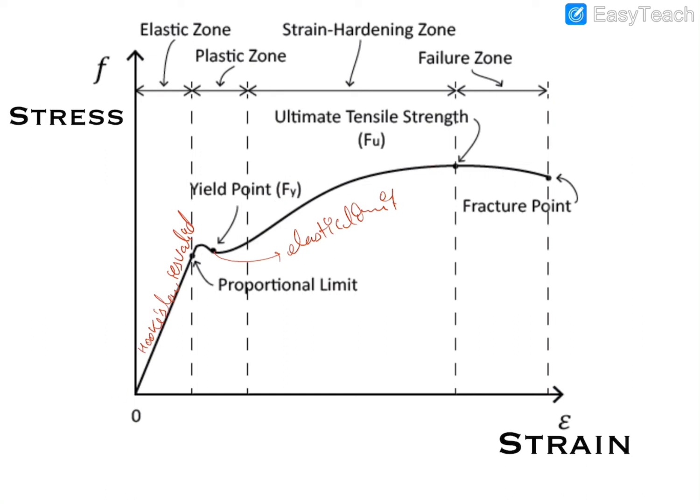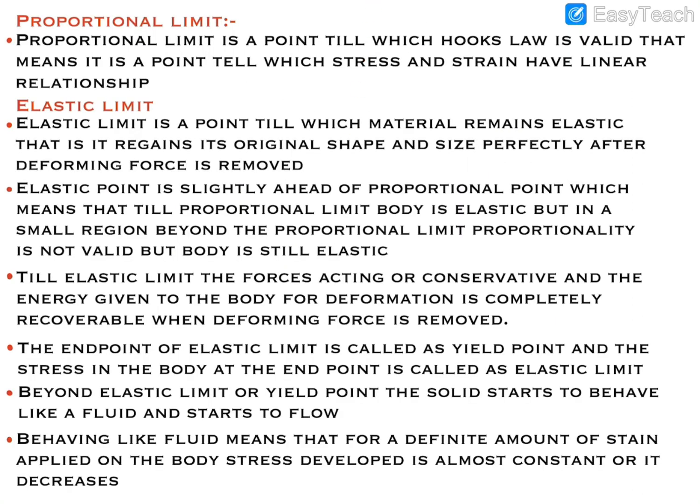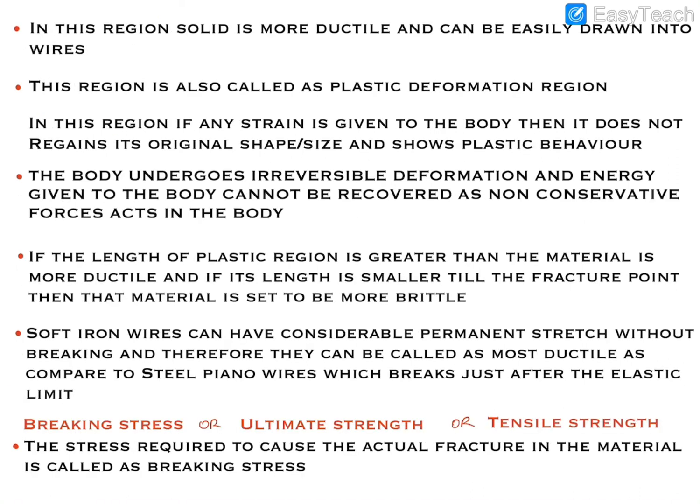So this was the relationship of stress and strain for a body, and these are all the points which I have already discussed in that graph, and you can take a screenshot of these so that you can remember them. And these are the next points: breaking stress is also called ultimate strength or tensile strength. And the soft iron wires have considerable permanent stretch, and therefore they are more ductile as compared to the piano steel wires, which break on giving a small amount of strain beyond the elastic limit.